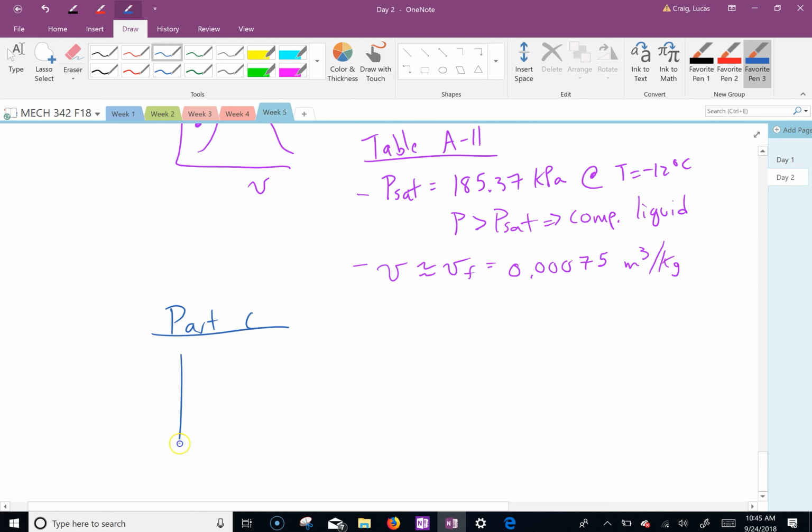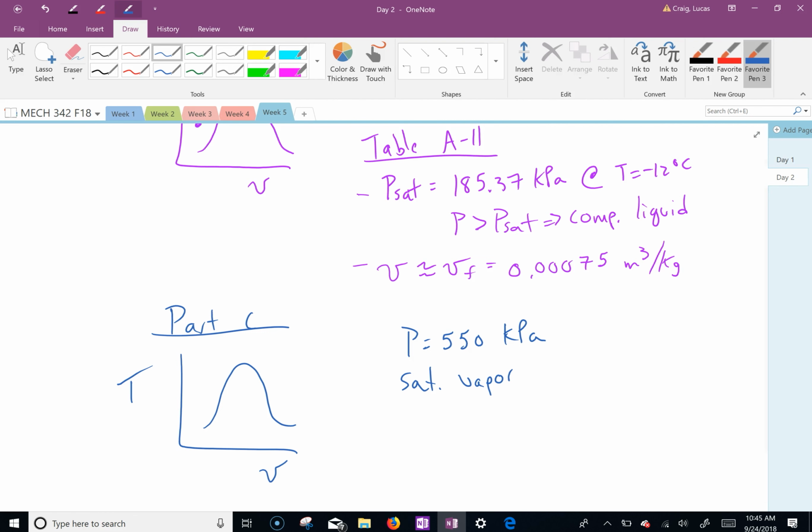Draw a quick vapor dome. And what do we have in C? We have the pressure, 550 kilopascals. We know we're saturated vapor. So, what do we do next? We'll look up. Yep, it's VG, right? So we're where on this line? On the right side, somewhere right here.